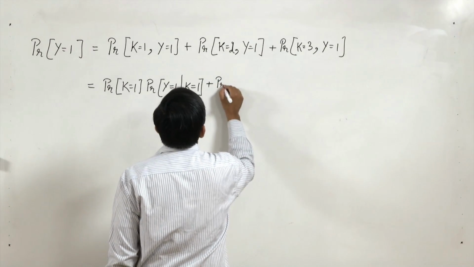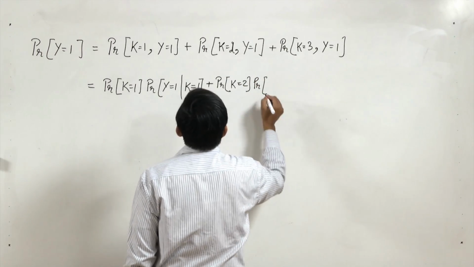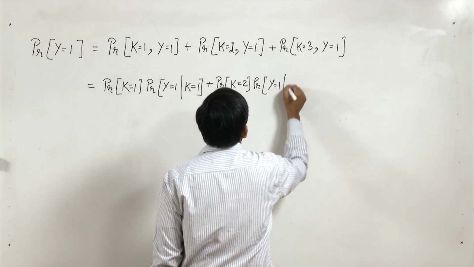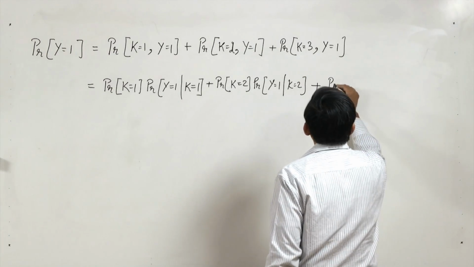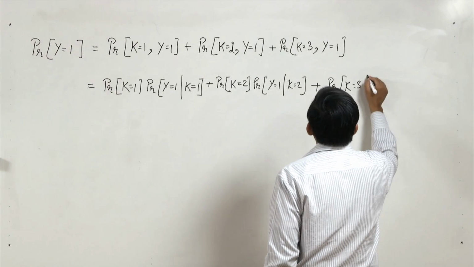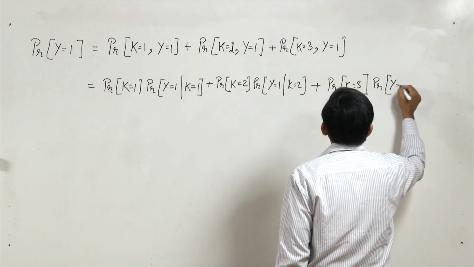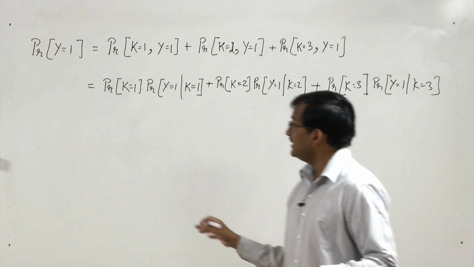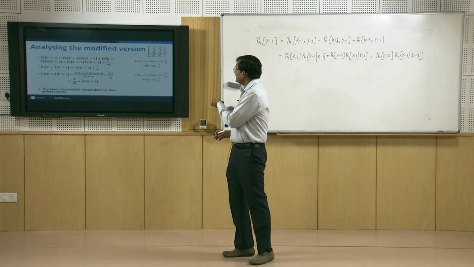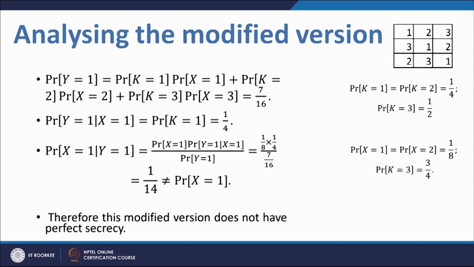This is equal to probability of k equal to 2 and probability of y equal to 1 given k equal to 2, and lastly it is probability of k equal to 3 into probability of y equal to 1 given k equal to 3. As you have this step, we are not yet in the place where we have come to after y equal to probability of y equal to 1 in the slide. We are in somewhat of an intermediate step.